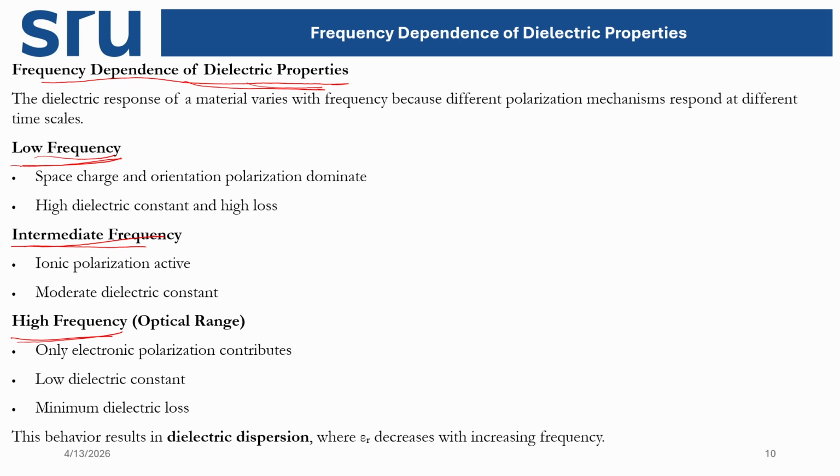At low frequency, space charge and orientation polarizations dominate, with high dielectric constant and high losses. So when we apply low frequency, space charge and orientation polarization dominate. This process takes place maximally. The space charge may be due to defects, grain boundaries, or interfaces. So in the low frequency region, it changes much more, and we get a high dielectric constant and much higher losses.